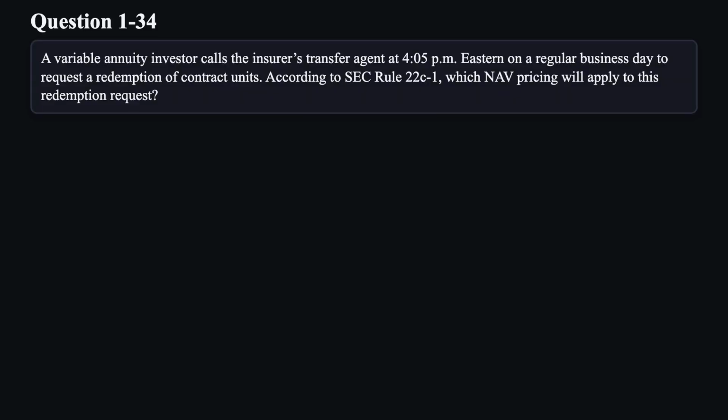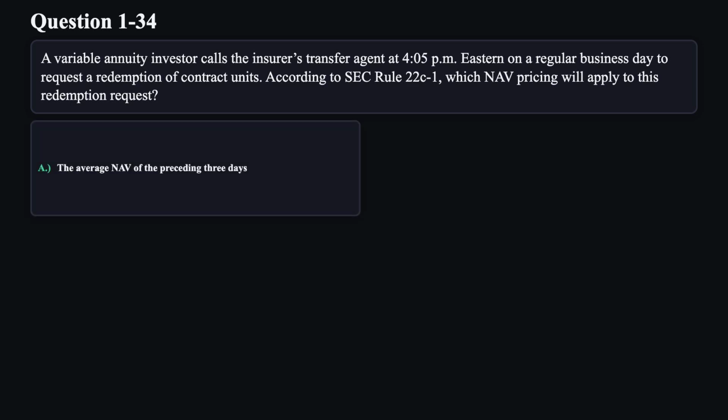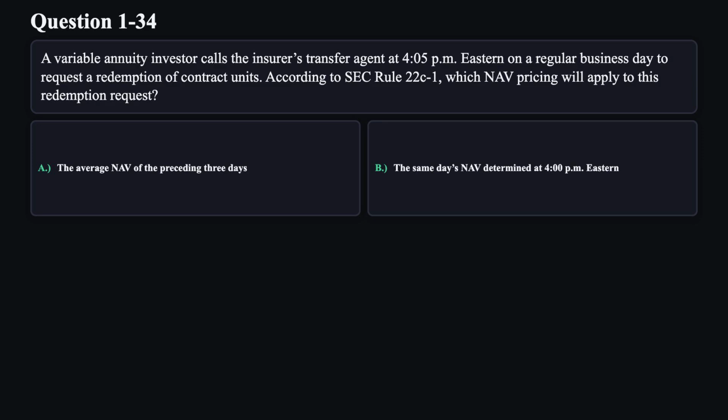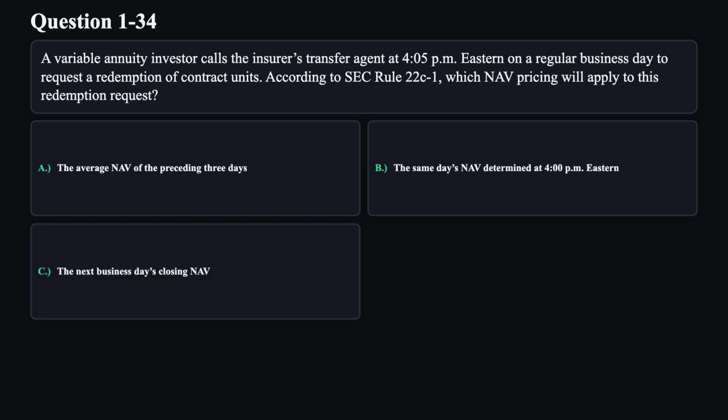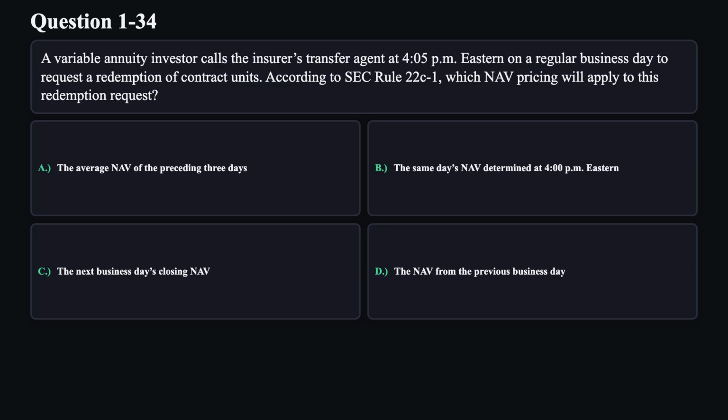Question 34. A variable annuity investor calls the insurer's transfer agent at 4:05 p.m. Eastern on a regular business day to request a redemption of contract units. According to SEC Rule 22c-1, which NAV pricing will apply to this redemption request? A. The average NAV of the preceding 3 days. B. The same day's NAV determined at 4:00 p.m. Eastern. C. The next business day's closing NAV. D. The NAV from the previous business day.